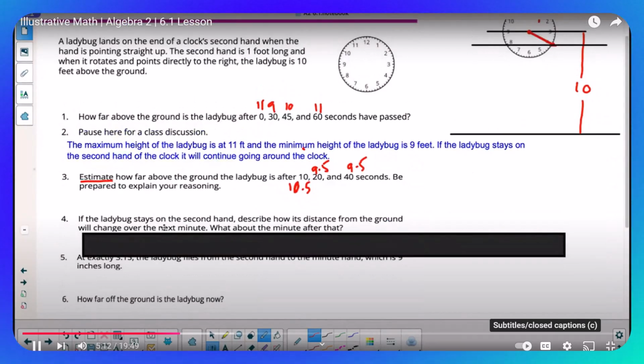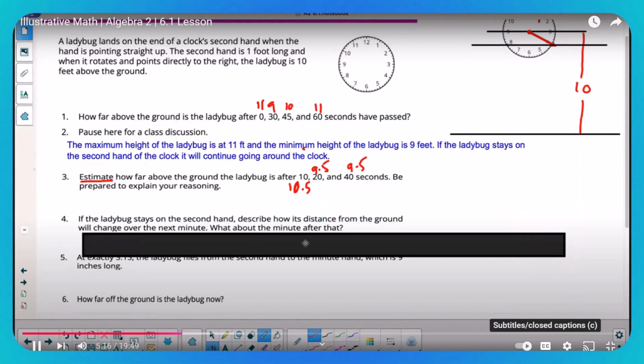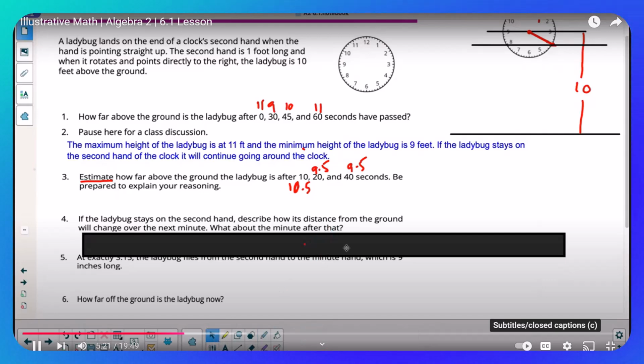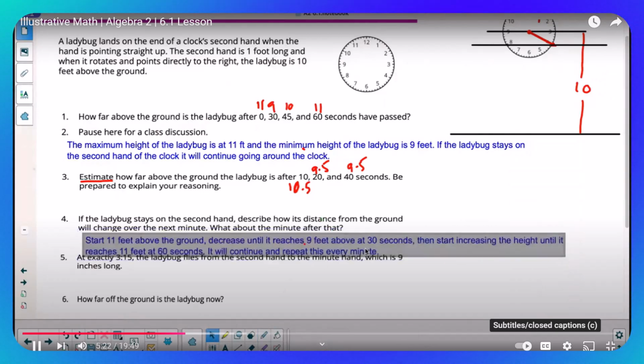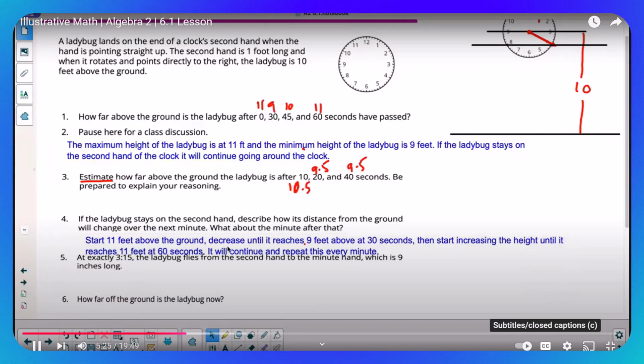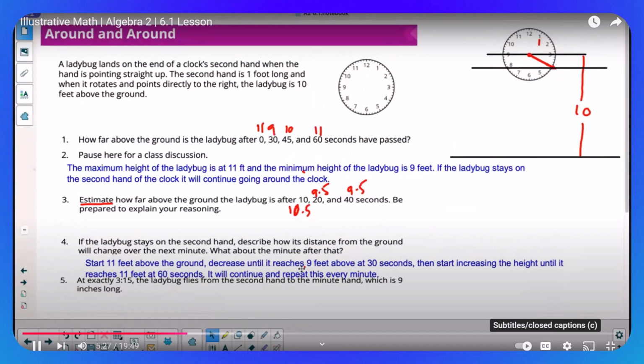Number 4, if the ladybug stays on the second hand, describe how its distance from the ground will change over the next minute. What about the minute after that? So you're going to start at 11 feet above the ground, decrease till you reach 9 feet above at 30 seconds, then start increasing the height until it reaches 11 feet at 60 seconds, and it will continue to repeat.